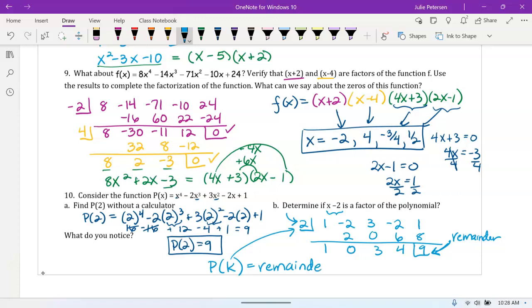And if there is no remainder, then we know it's a factor. Or we can say if there is no remainder, then we know that number that we plugged in is a 0.